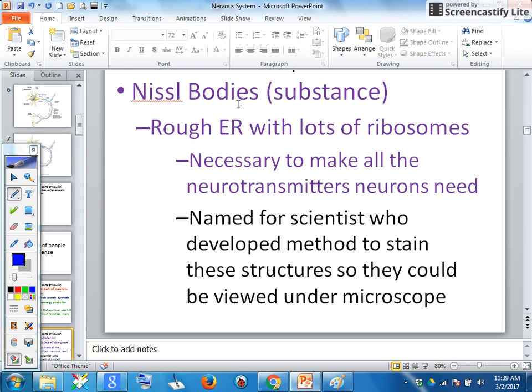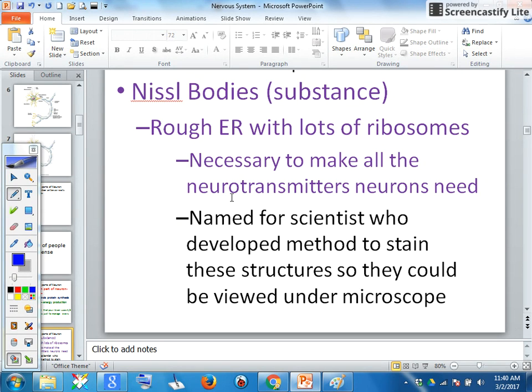All right, Nissl bodies. I think your textbook labels it as Nissl substance. Regardless, these are little organelles. An anatomist with the last name of Nissl discovered them. He actually developed the staining process that allowed him to see them, and so they named the bodies after him. But a few years later, we figured out that what those bodies were is rough endoplasmic reticulum. And that rough endoplasmic reticulum has lots and lots of ribosomes. Well, what is that for? Ribosomes are all for protein synthesis.